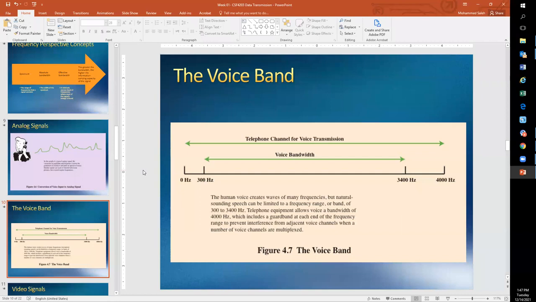A repeater is used for digital signals. The advantage of a repeater is that it will regenerate the original signal. The amplifier will amplify the whole signal. An amplifier is used mainly for analog signals.